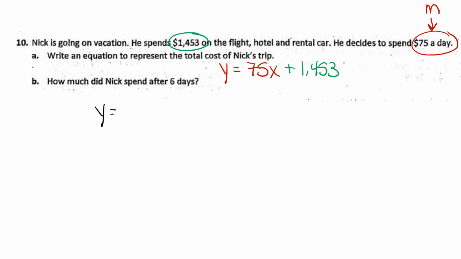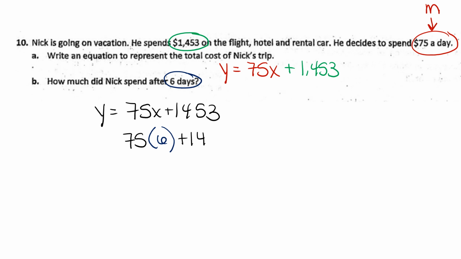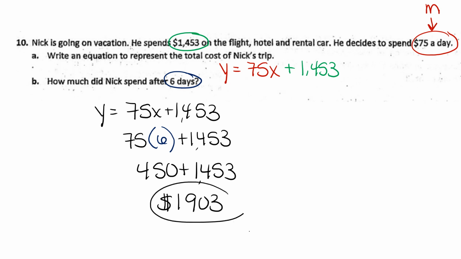Now we're going to use that equation, y equals 75x plus 1,453, in order to plug in our value of 6 days. Remember, he's spending $75 each day. So we can multiply the 75 times 6. That would get us 450. Plus the 1,453 that he spent on the hotel, rental car, and flight, for a total of $1,903.